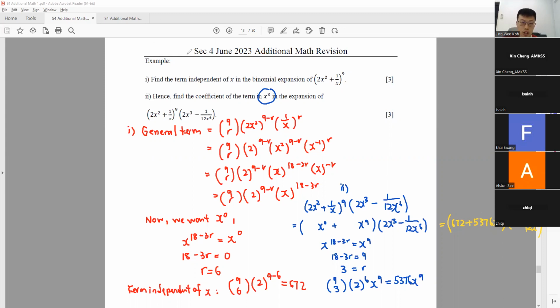So the coefficient of x cubed is just 672 times 2 plus 5376 times negative 1 over 12. The answer will just be 896. Okay, so in binomial, you can see clearly that I only choose those things that I need. Otherwise, you don't have time to expand everything.